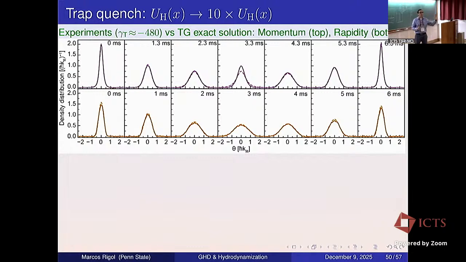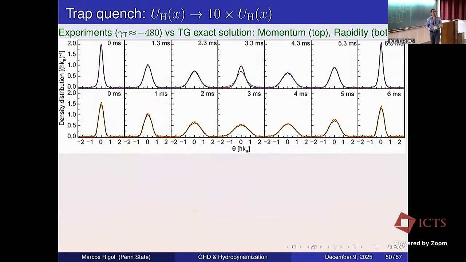But we don't do any dynamics to describe that initial state. It's an assumption. Okay, but the TG gas is something that we can solve. And in here I'm showing you the momentum distribution function and the rapidity distribution, the evolution both in the experiment and in the theory, and you see that they are reasonably well described.